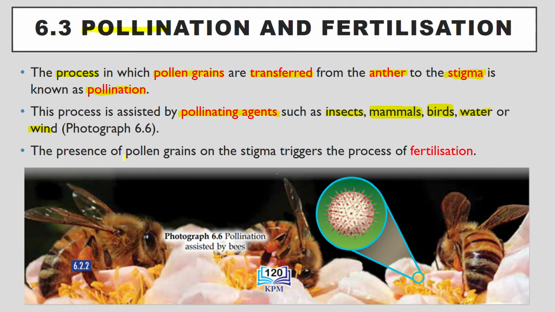So the presence of pollen grains on the stigma, that means if the stigma now has pollen grains on it, what's going to happen next is that it will trigger or stimulate another process, which is known as fertilization. Okay, and we know that in human beings also we have fertilization, when the zygote is formed from the fusion of sperm and ovum. But in the flowering plants, yes, fertilization is present. There is this process, and it is the fusion between the male gametes and the female gametes.